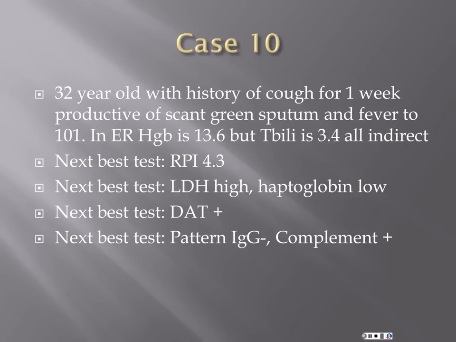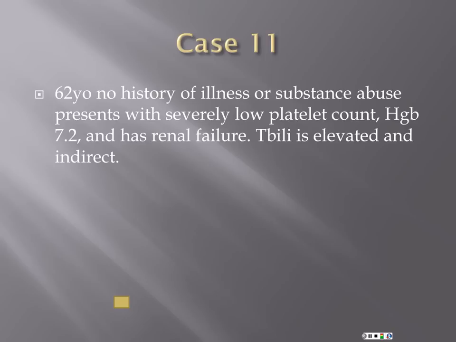All right. Next case: 62-year-old with no history of illness or substance abuse, presents with severely low hemoglobin. Platelet count, hemoglobin of 7.2, and he has renal failure. His total bilirubin is elevated, and it all appears to be indirect. What's the next best test?